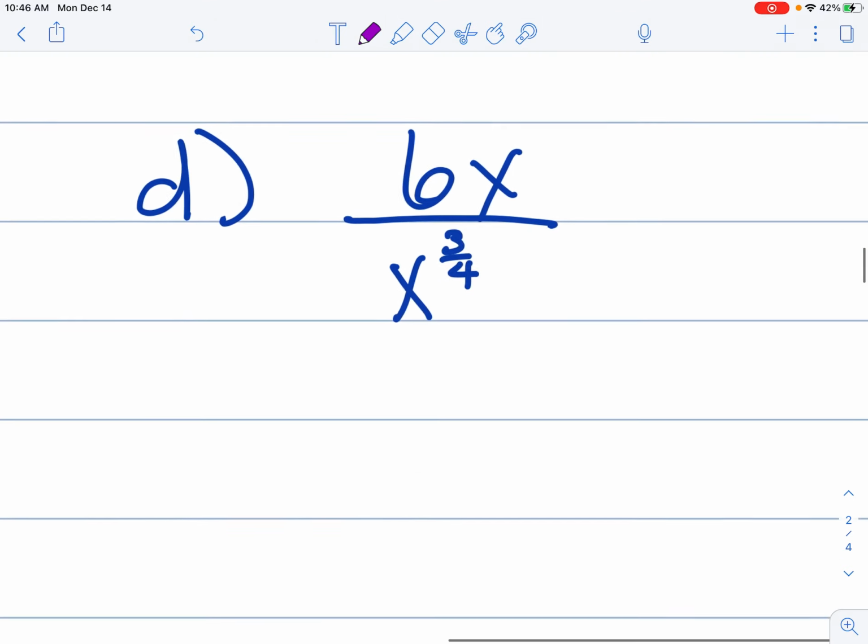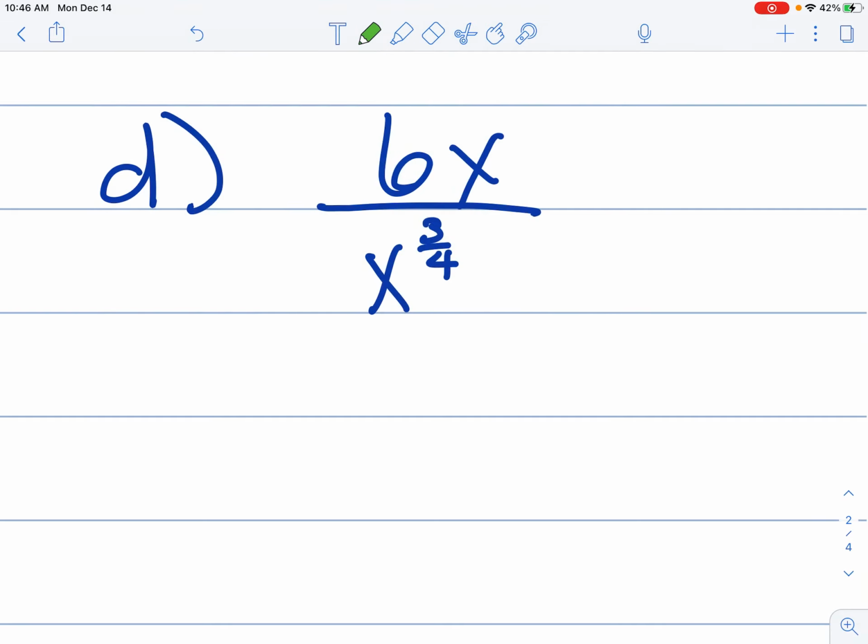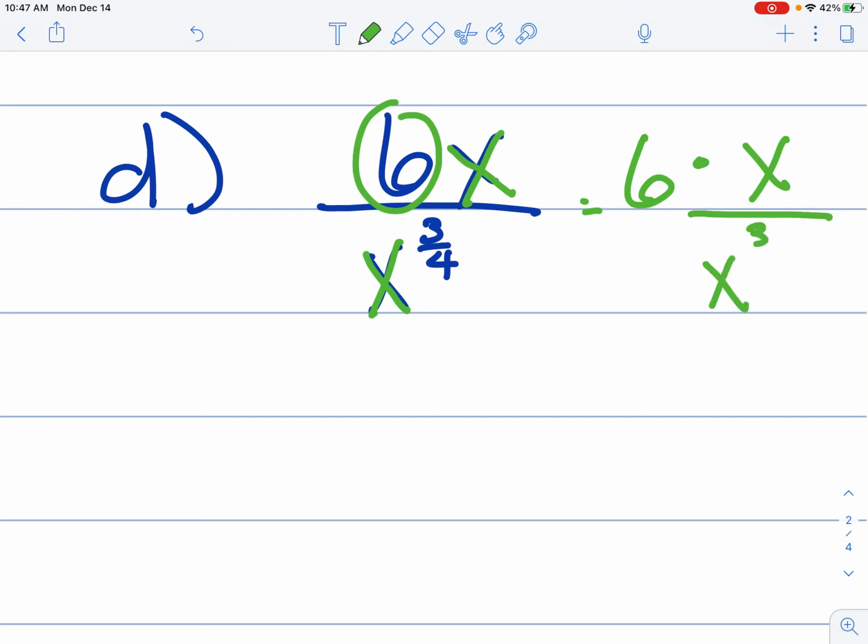Okay, and then lastly, we've got division, and this time it happens to have powers, a function of powers. So this is 6 times x over x to the 3/4. Keep in mind again, in a quotient of functions, as long as we have the same base, I'm going to rewrite this 6 times x, I'm going to split it up. I can split these up because they're being multiplied, and so you can put them in any order and it means the same thing.